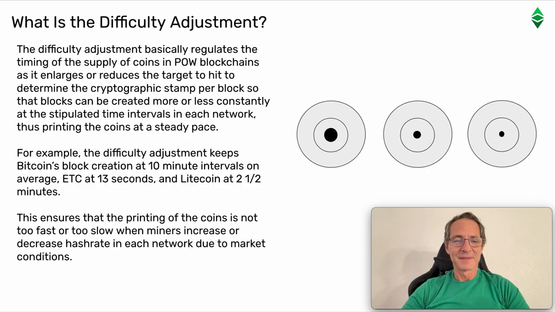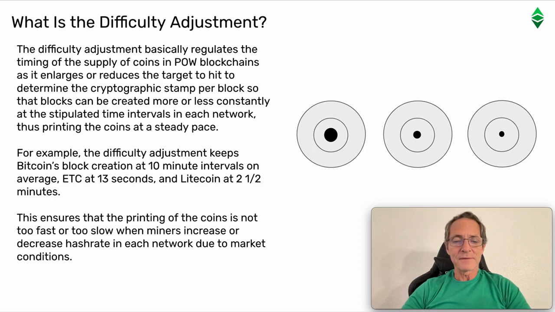What is the difficulty adjustment? The difficulty adjustment basically regulates the timing of the supply of coins in proof of work blockchains as it enlarges or reduces the target to hit to determine the cryptographic stamp per block so that blocks can be created more or less constantly at the stipulated time intervals in each network, thus printing the coins at a steady pace.